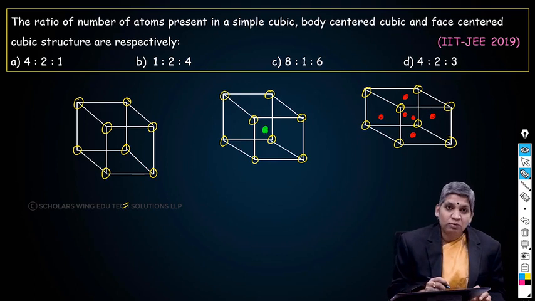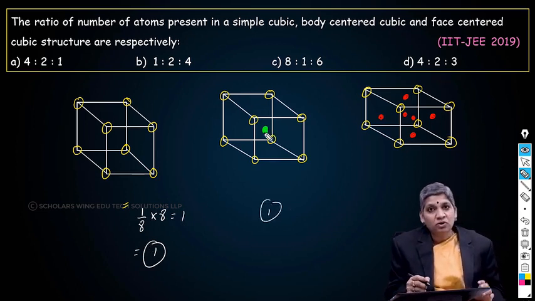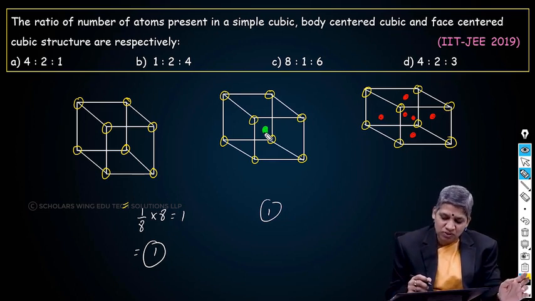Only at the corners. Contribution made by each corner atom is 1 by 8. So, how many such atoms are there? 8. Therefore, 1 by 8 into 8 is 1. If I have 1 here, what about here? 1 by 8 into 8 is 1 once again due to the corner, plus body center. The contribution made by the body centered atom is just 1. 1 into 1 is 1. Therefore, 1 plus 1 is 2.